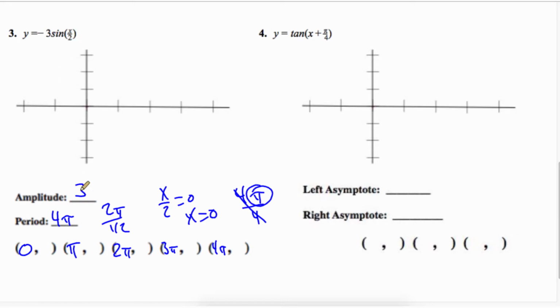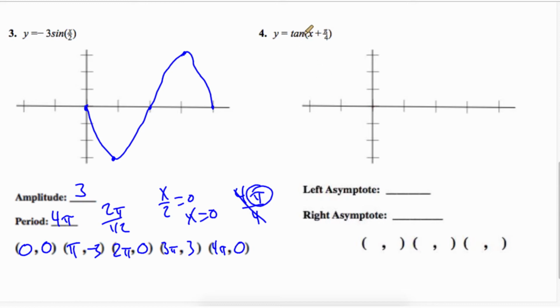So if we plug in 0 for our x, we should get 0 as our answer. If we plug in pi, we should end up getting negative 3. Plug in 2 pi, we'll be back at 0, and then 3 pi will be up at 3, and at 4 pi we should be back to 0. So then again, let's plot out all of those points. And then we'll draw in our sine curve. So it'll look something like that.